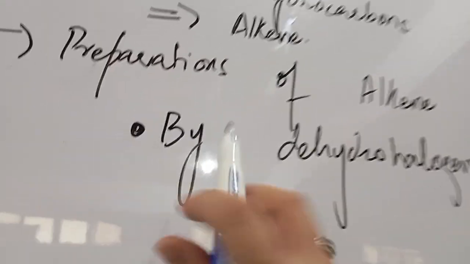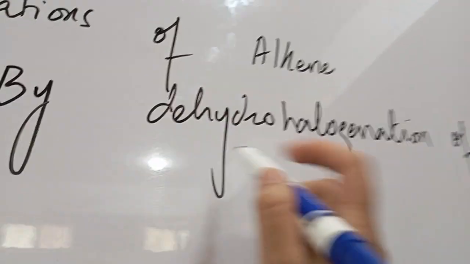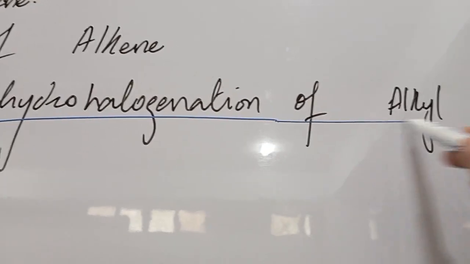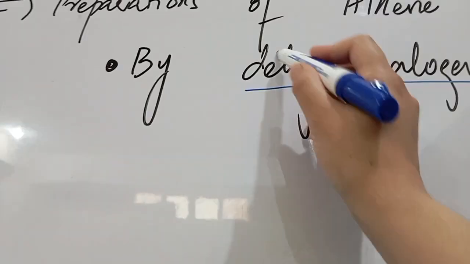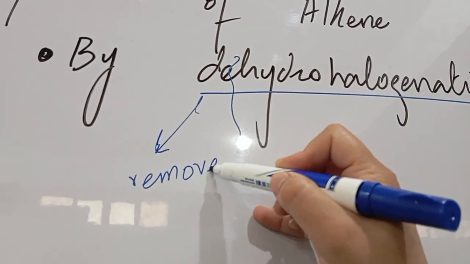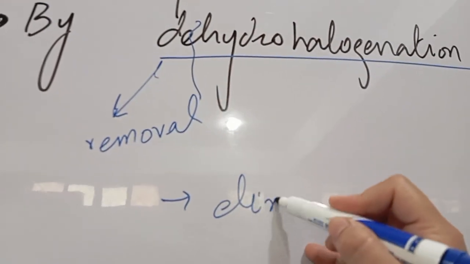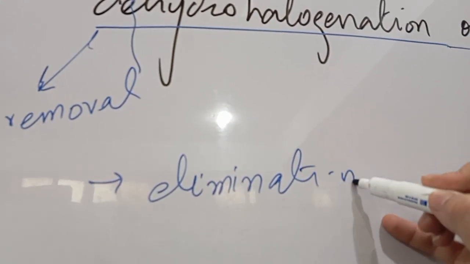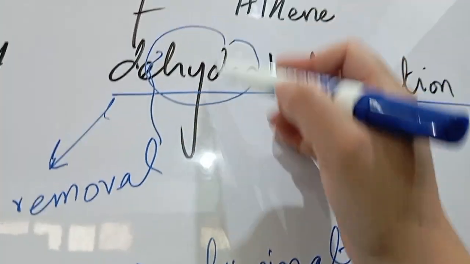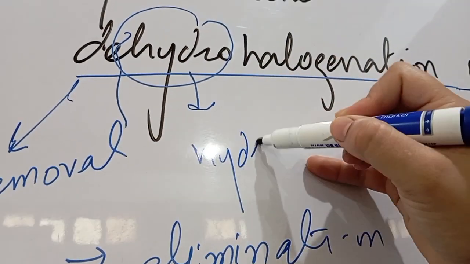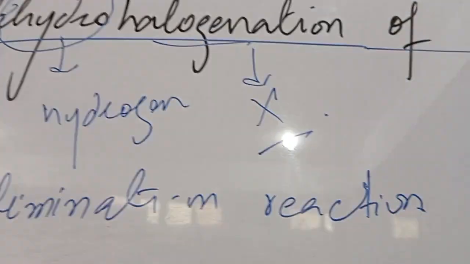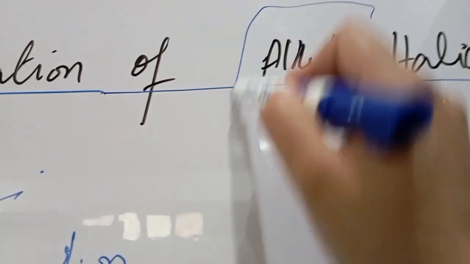So for this, first of all, we have to get the literal meaning of what the heading has. When we talk about dehydrohalogenation, de refers to the removal or to take out something. So if it is removal, the reaction is an elimination reaction. And what are we going to eliminate? Hydro means hydrogen. It means we are removing a hydrogen as well as a halogen from an alkyl halide.